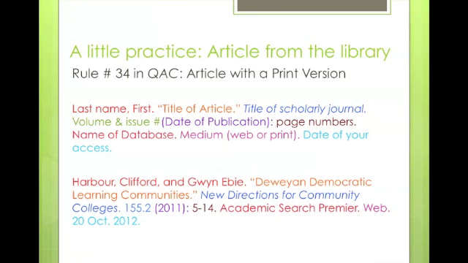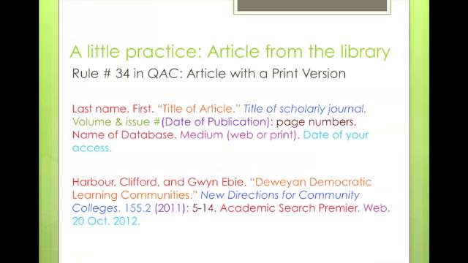Now here's important information, the database. I found it through Academic Search Premier. The reason you need to include this information, if you found it through a database, is so that your reader could go to that database and put in maybe the name of the title or the author's name, and that article will come right up. Found it on the web and the date that I accessed the source.